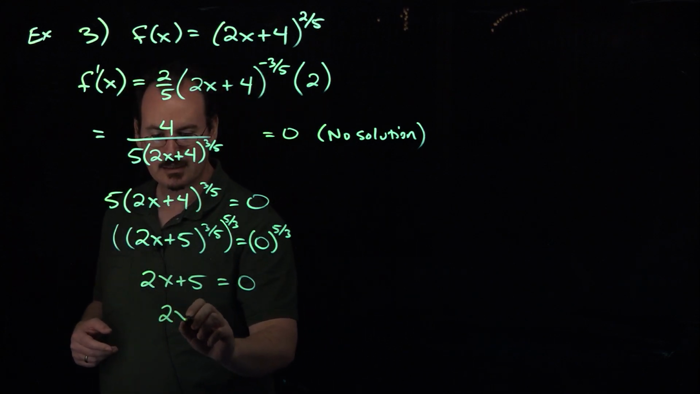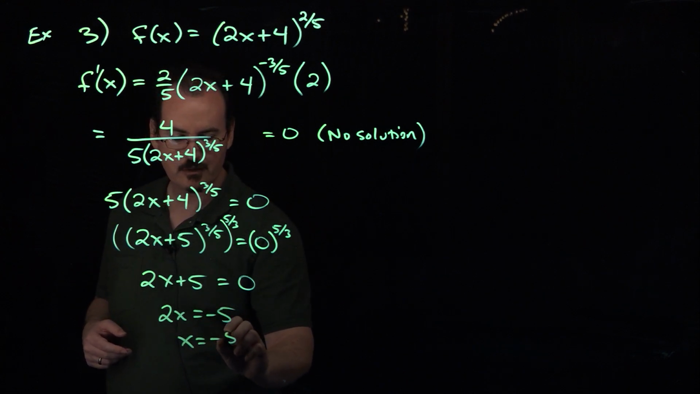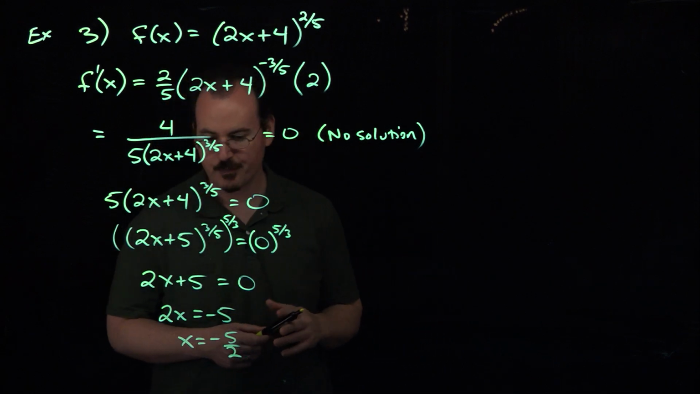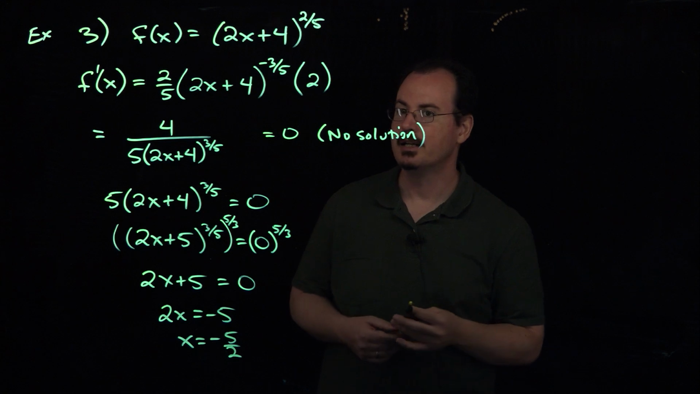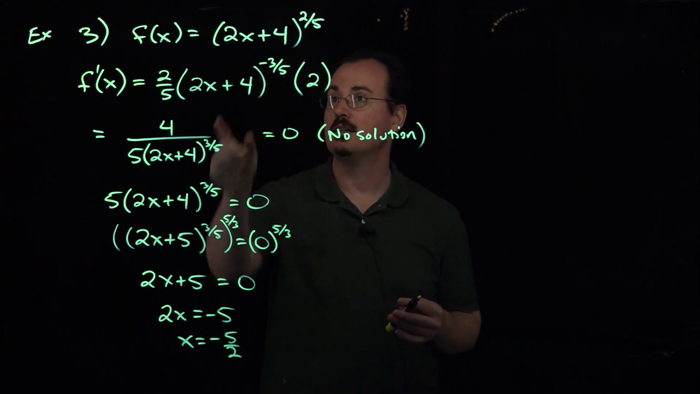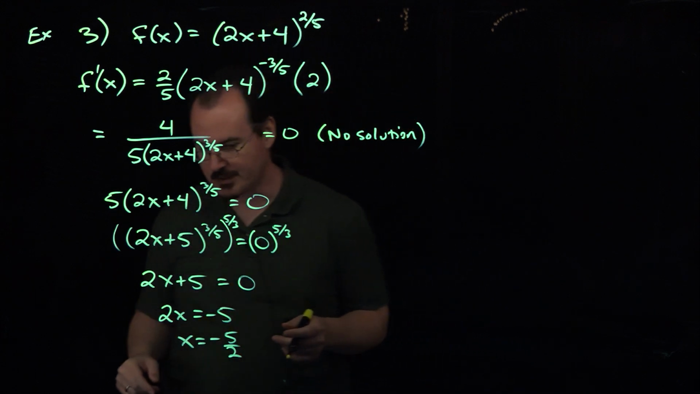So 2x is equal to minus 5. So x is equal to negative 5/2, which is negative 2.5. So we do have a critical number, and it's the type 2 kind. Remember that when the derivative doesn't exist on the graph of a function, what do you see on the graph of the original function? You see a sharp point. So that's what we should expect to see on the graph there.